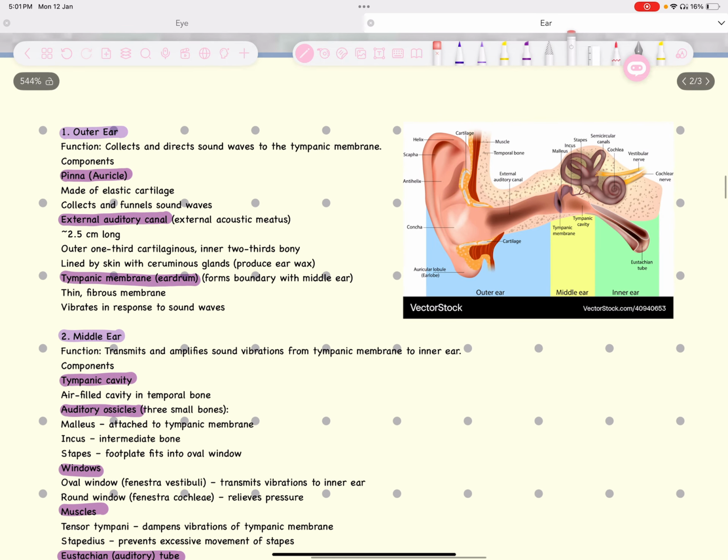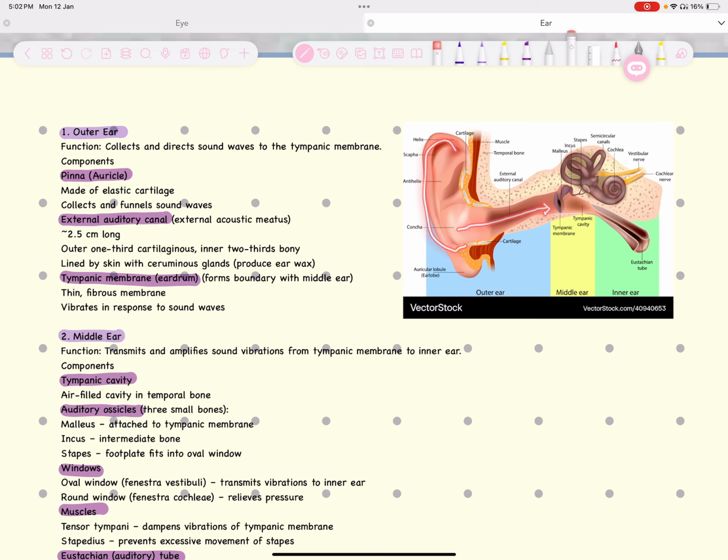The outer ear has the pinna, then the auditory canal, which is the external auditory canal. I told you one-third is cartilaginous, and the inner two-thirds is bony. After this, you have the tympanic membrane, which is also part of the external ear. Done, the three things. What is the function of the external ear? To collect and direct the sound waves to the tympanic membrane.